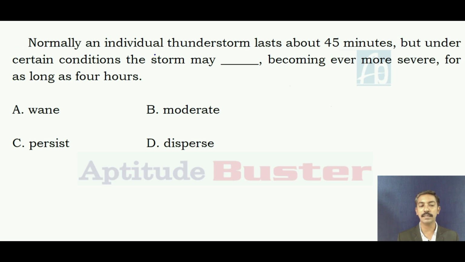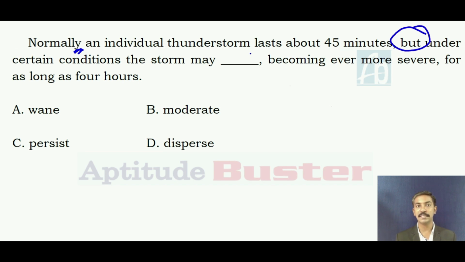Normally an individual thunderstorm lasts about 45 minutes, but under certain conditions the storm may dash, becoming ever more severe for as long as 4 hours. So one is normally, and we have the word but. We know that when you have the word but, the idea followed by this word will oppose the main idea.